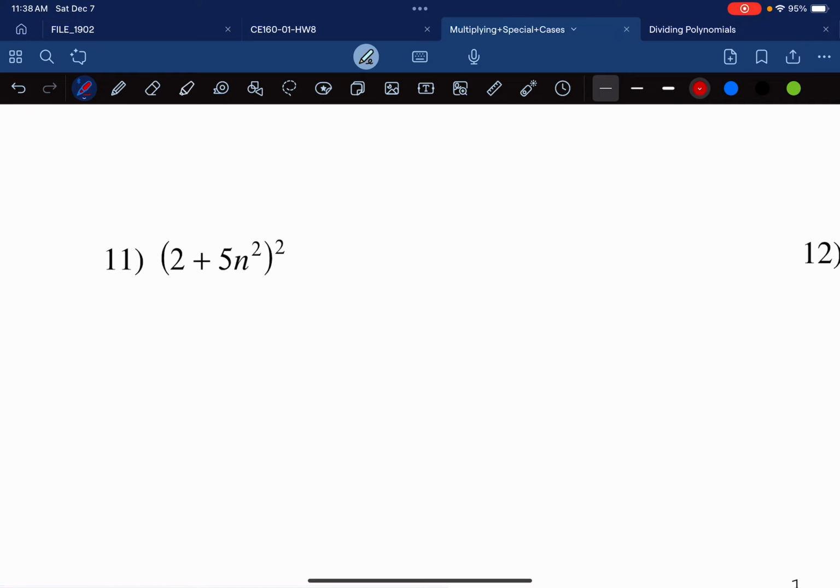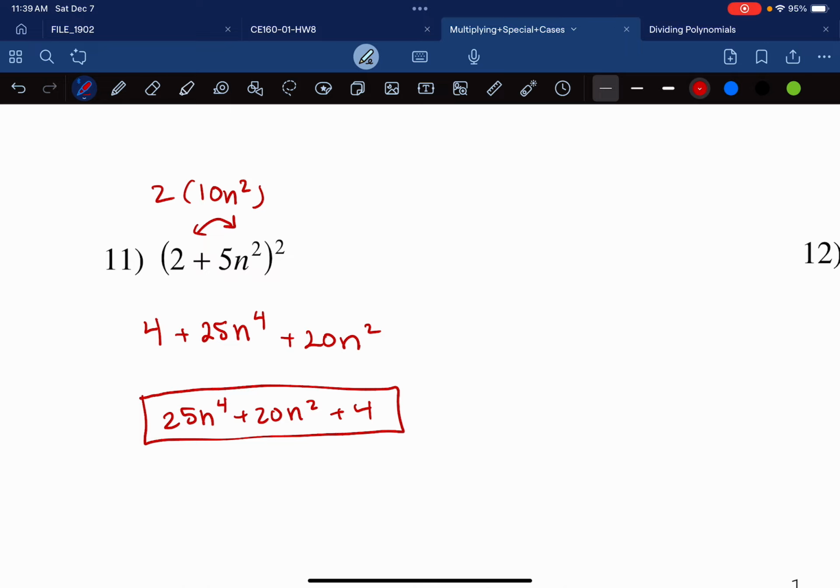This one, so square the first, we get 4. Square the second, we're going to get 25 to the 4th. And then we're going to multiply these together. That's 10n squared, times it by 2. We're going to get 20n squared. Your final answer has to be in descending order of your exponents. So we're going to rewrite it to be in descending order. And that will be your answer.